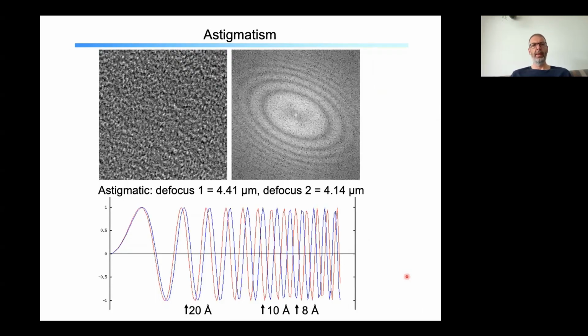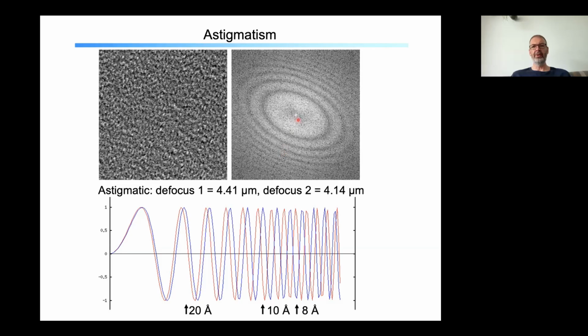Okay, so astigmatism. This is again one of the things that you have to be aware of. If the transfer of spatial frequencies is not symmetric with your objective lens, you'll see these elliptical Thon ring patterns when you calculate your power spectrum, the Fourier transform, from your image.